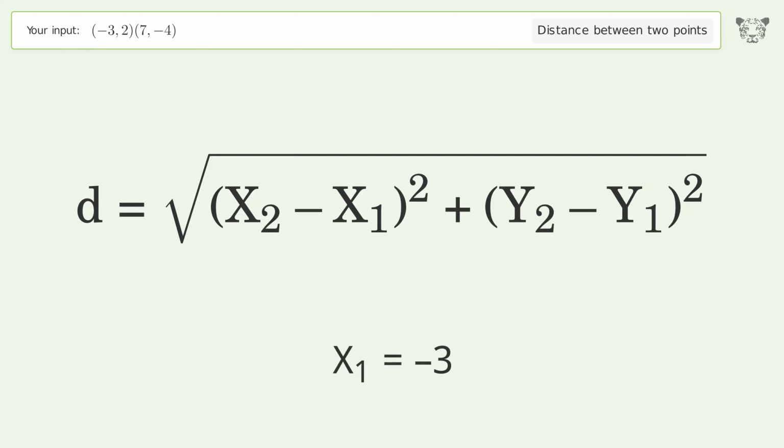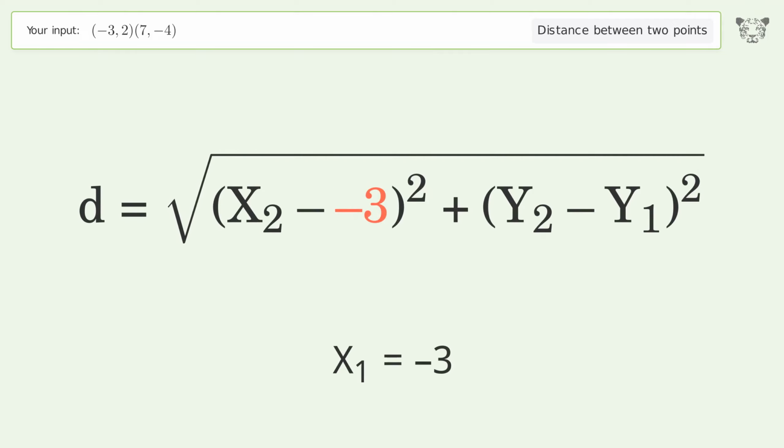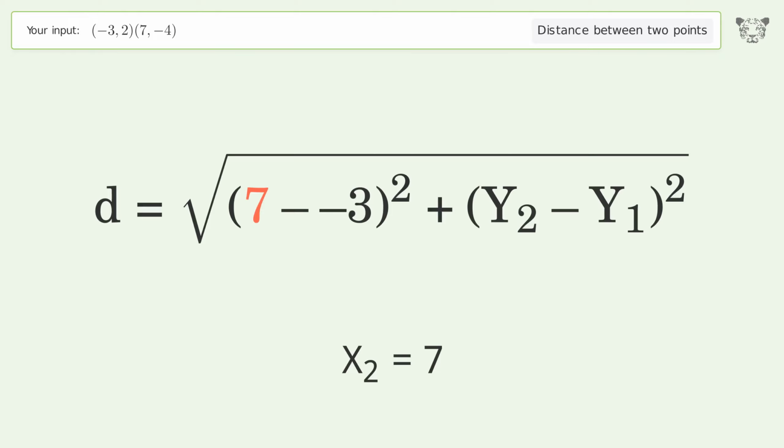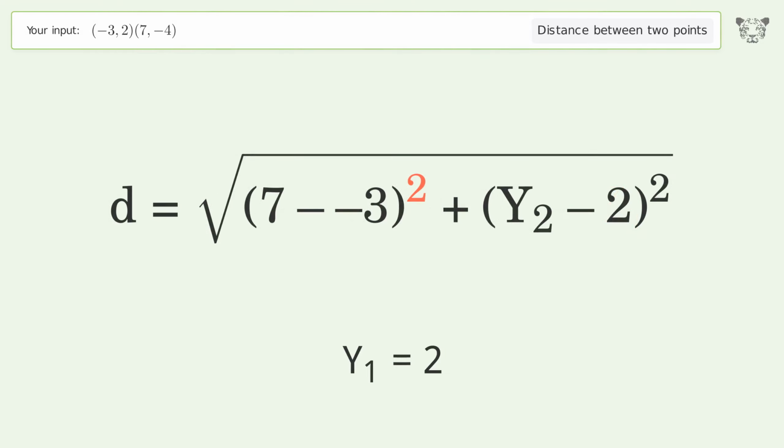x1 equals -3. x2 equals 7. y1 equals 2. y2 equals -4.